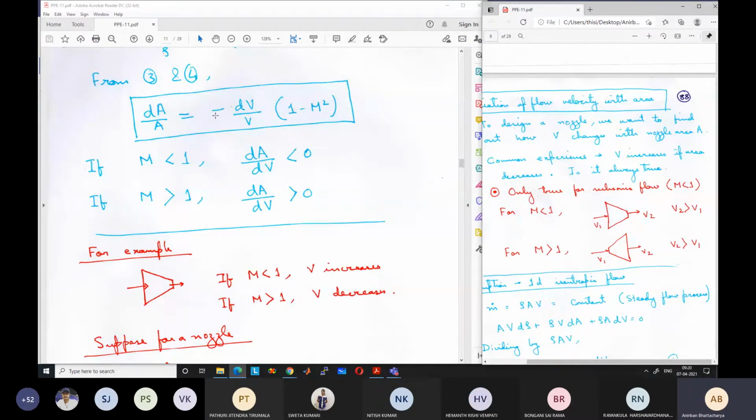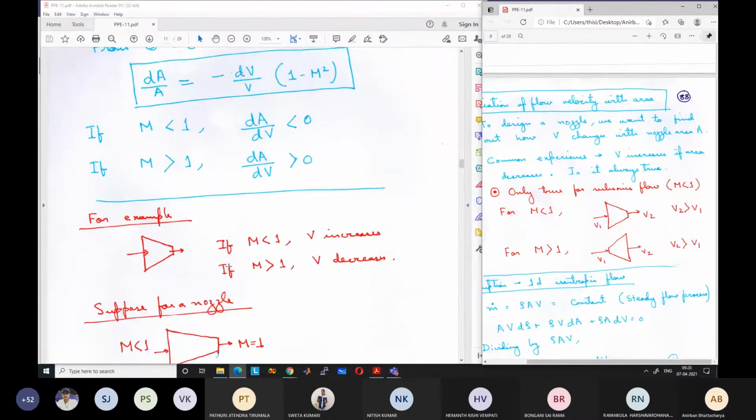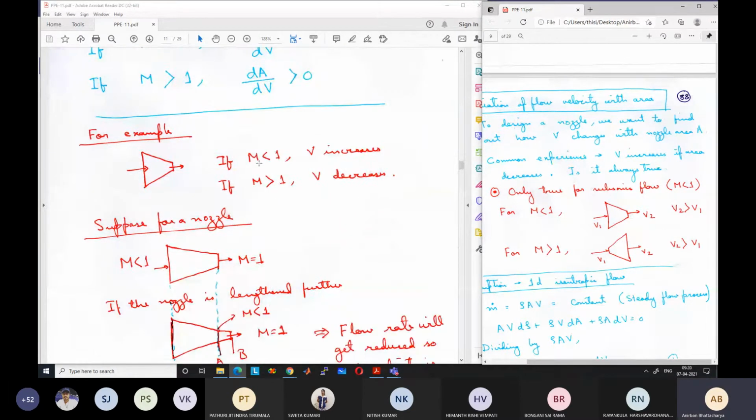So for example, if M is less than 1, V increases, and if M is greater than 1, V decreases for this case. So if M is less than 1, this is like a nozzle. If M is greater than 1, this is like a diffuser. The nozzle has to be shaped like this for M greater than 1. If it is converging, it's like a diffuser, and velocity will decrease.